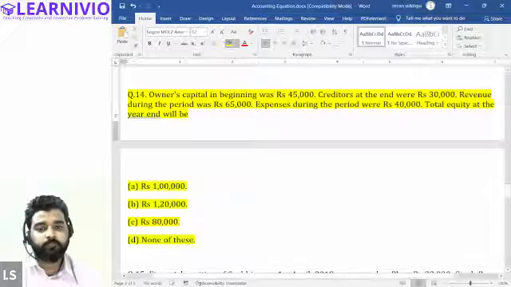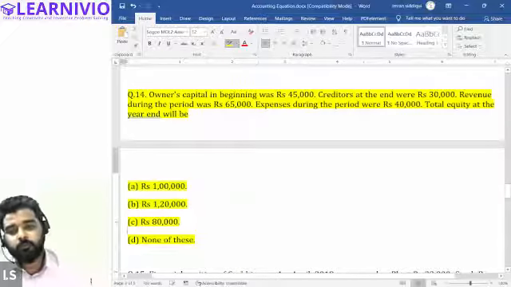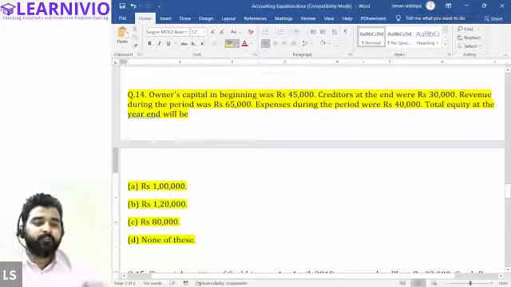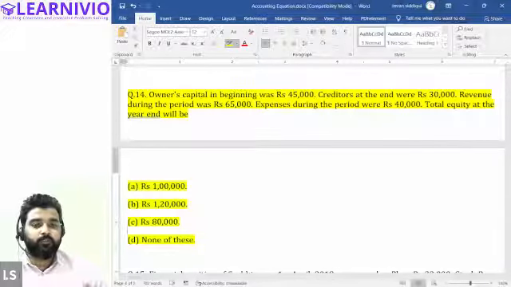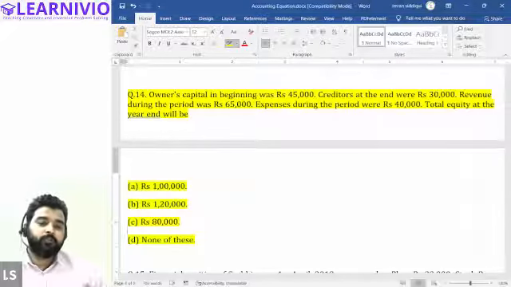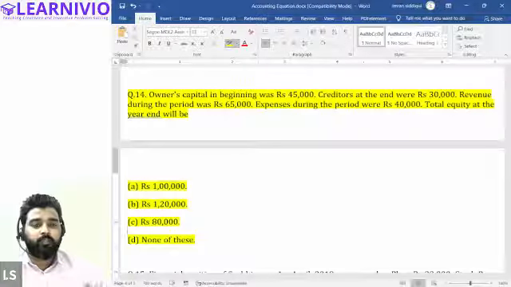Question number 14. Owner's capital in the beginning was 45,000. Creditor at the end is 30,000. Revenue during the period is 65,000. Expenses during the period is 40,000. Total equity at the year end will be?